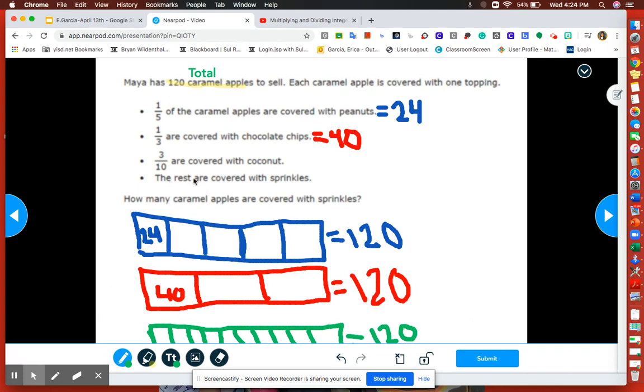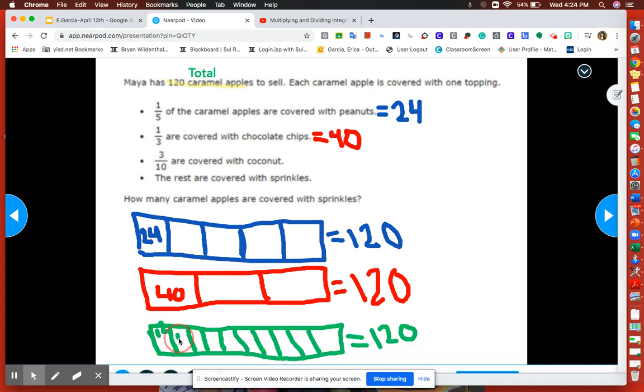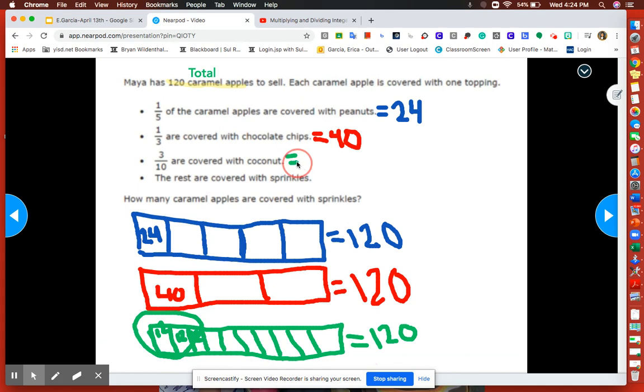Okay, so the last one is 3/10. I took my fraction bar, cut it into 10 pieces, and we are going to divide by 10. So 120 divided by 10 is actually 12. So there's 12 here, 12 here, and 12 here, which means in these 3 sections that we are using, that's a total of 36.